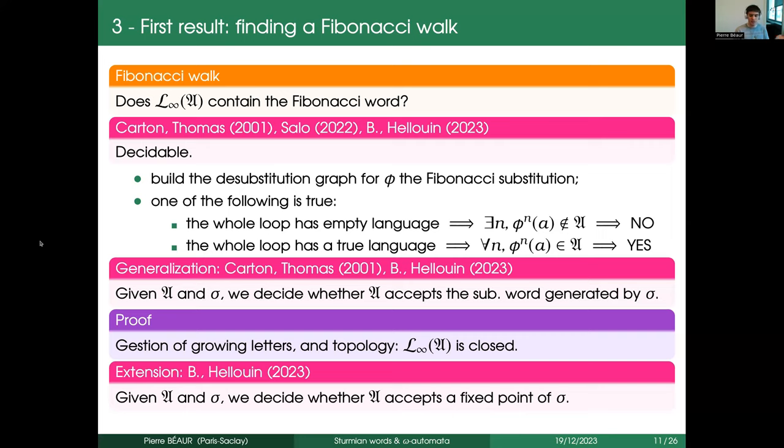Everything I did can be extended to answer some tricky questions like, does A accept a fixed point for sigma? Does A accept a fixed point of the power of sigma? And things like this, but this one is just some technical details that you have to dive into to understand what happens. Okay, so I can decide whether an automaton accepts the Fibonacci word. Great. But I wanted to study Sturmian words. So how do I go from the Fibonacci word to the Sturmian words?